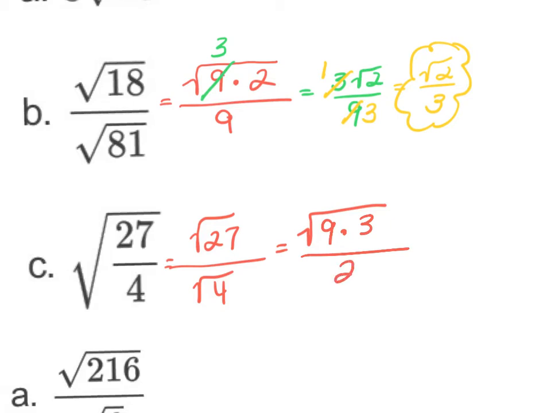2. Good. So now I'm going to simplify a little more. What's the square root of 9? 3. So I have 3 root 3 on top over 2. And I can't simplify anymore. We're done.